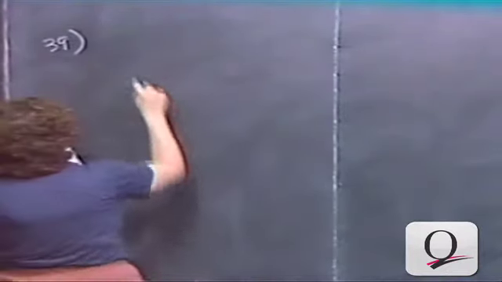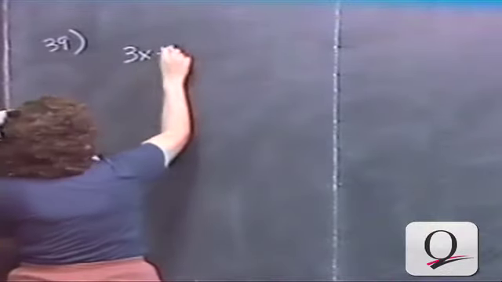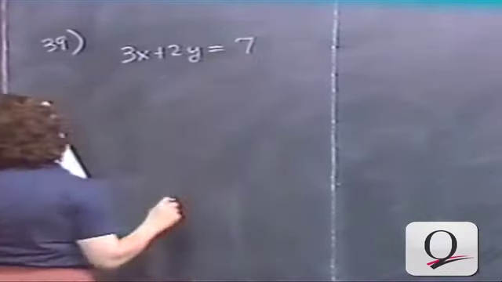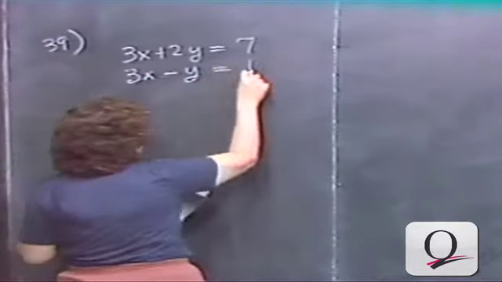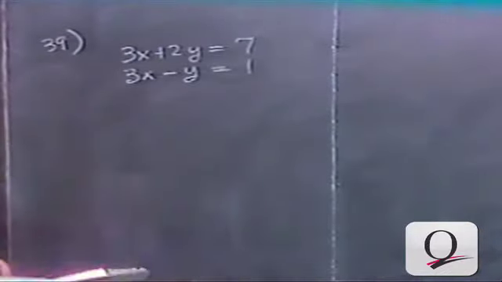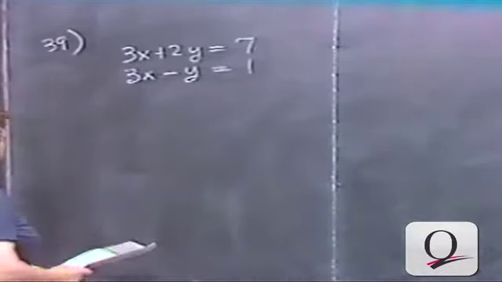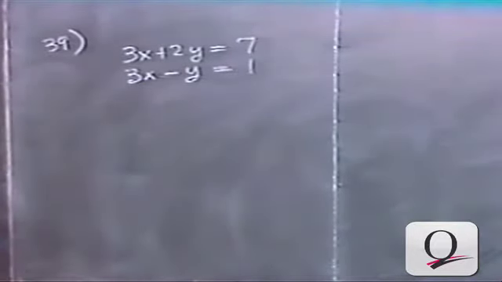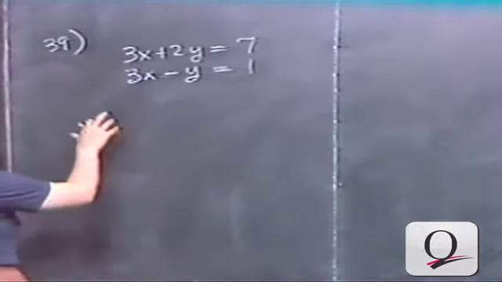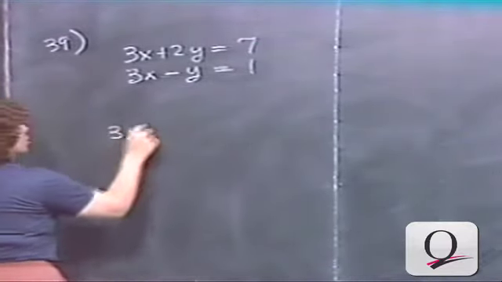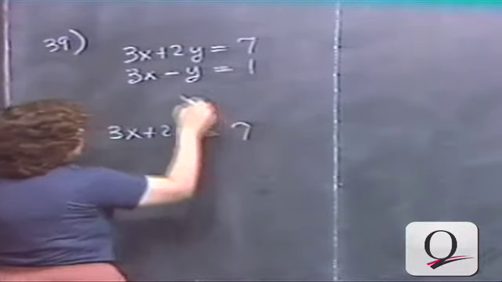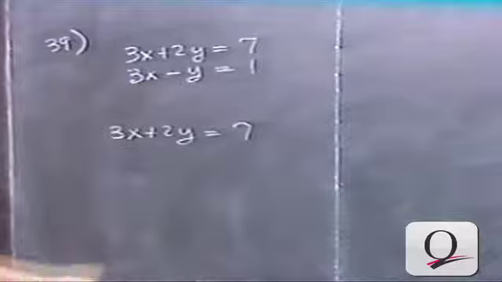Okay, question 39 asks us to solve 2 equations in 2 unknowns. They tell us that 3x plus 2y equals 7, and 3x minus y equals 1. And then they ask you to solve to find out what x and y are. The easiest way to handle this would be to use elimination. That is, we'd like to eliminate one of the variables. If we leave the first equation alone, 3x plus 2y equals 7, but we multiply the second equation through by minus 1.